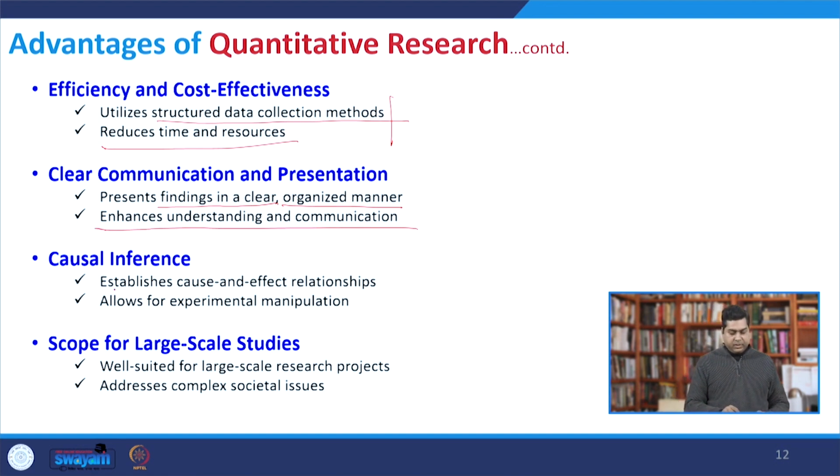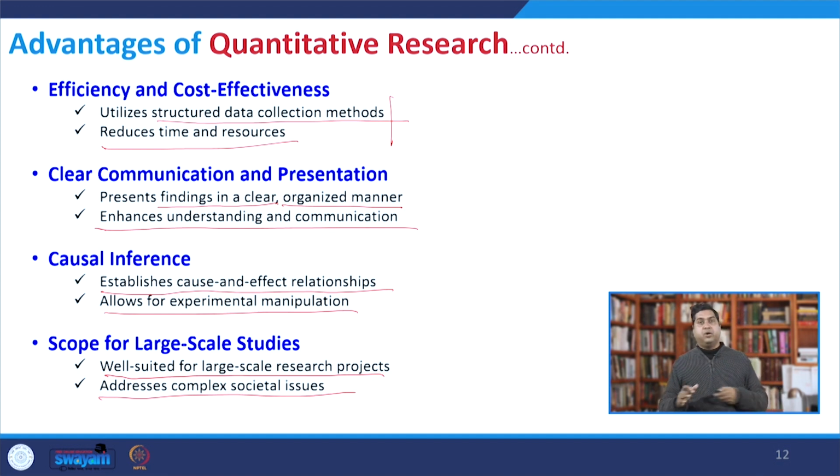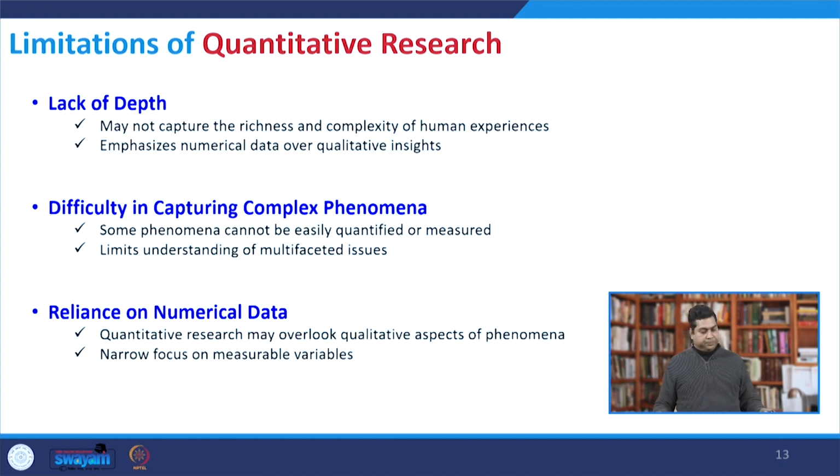Causal inferences: it establishes the cause and effect relationship between variables. It allows for some sort of experimental manipulation to change the different levels and then try to see different outputs based on this manipulation. Scope for large scale study: quantitative research approaches are well suited for large scale research projects. It addresses complex societal issues as well because it has scalability.